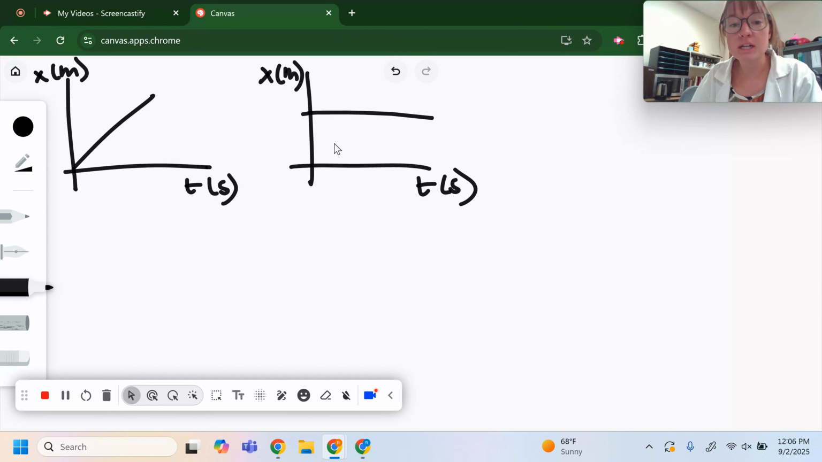This is an object that is sitting still. It's not moving because time is marching forward, and it is exactly where it is. It's not going forward, it's not going back. Notice the slope of this graph is 0. And because the slope of this graph is 0, its velocity is 0. It's not going anywhere.